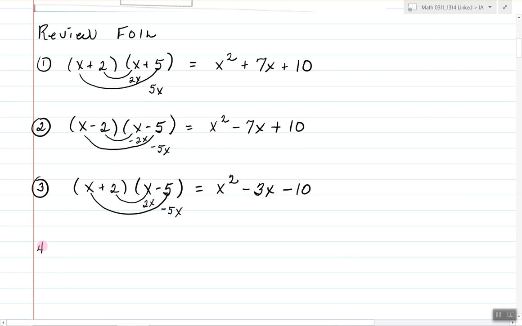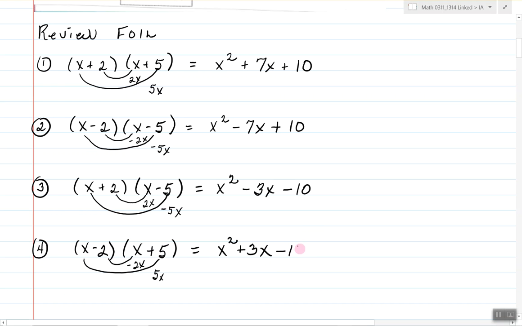If I change up the signs so that I have x minus 2 times x plus 5, x times x is x squared. The outer product is 5x. The inner product is negative 2x. The signs are different on those, so I subtract and keep the sign of the larger, so I get plus 3x. The product of the last is still minus 10.